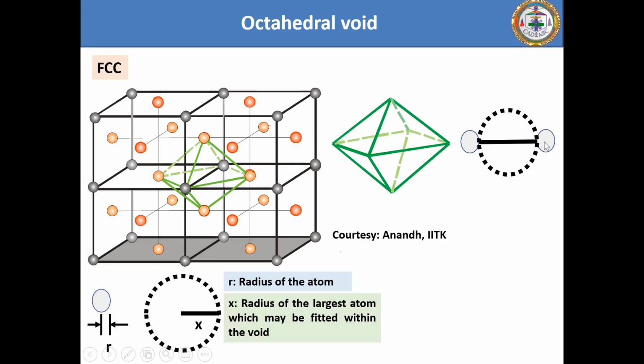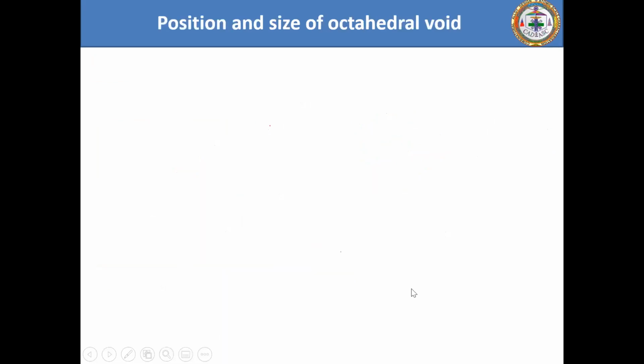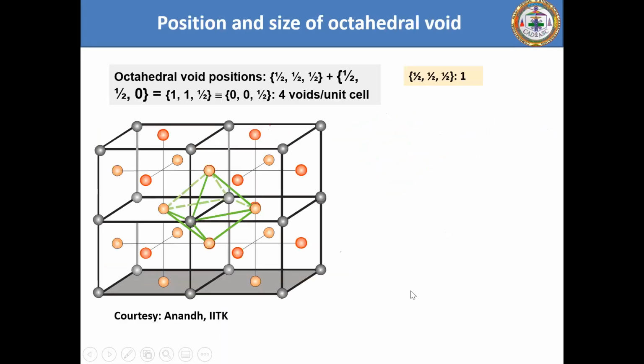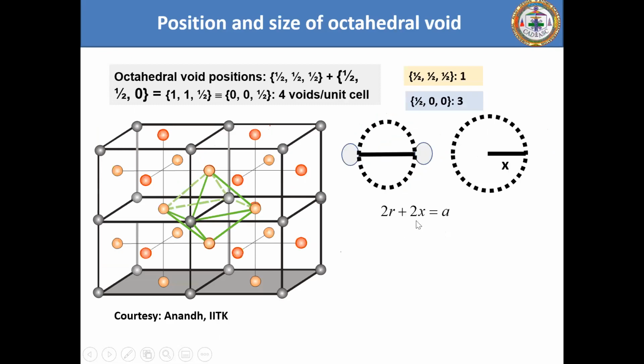Similarly, r is the radius of this, and r is again the radius of this. So it will be 2x plus 2r. That is equal to 2r plus 2x, which is equal to a. So a is the lattice parameter. You are aware of the lattice parameter, right? You know what a lattice parameter is, right?